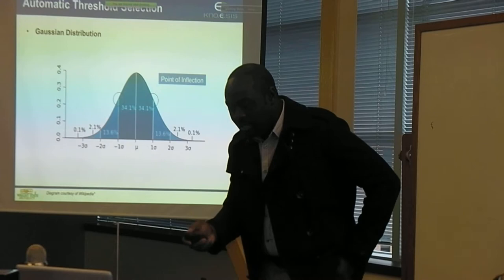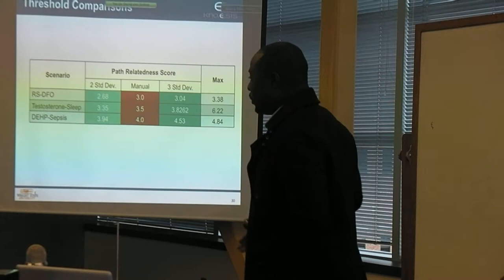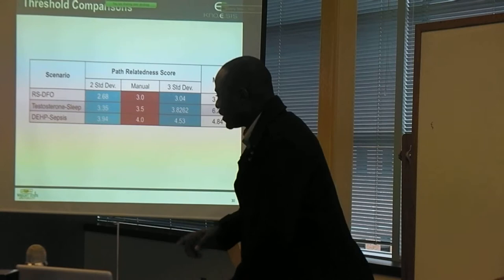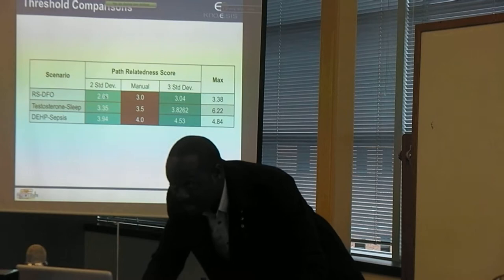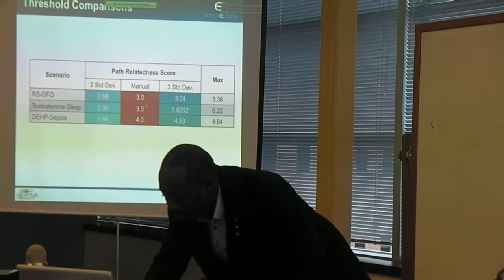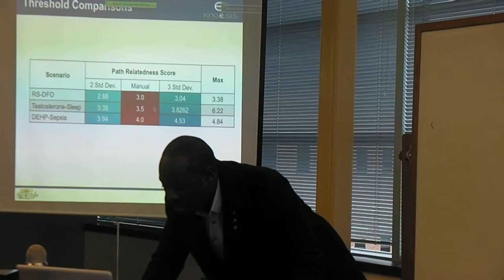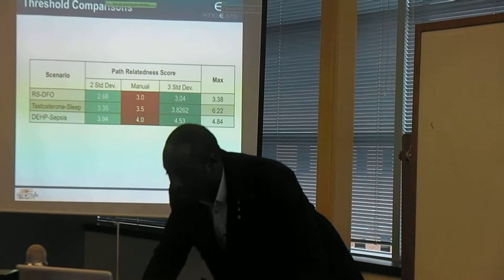This was nice to see, because when I went back and looked at the manual score that I set, and the second and third standard deviation from the mean, what I saw consistently was the manual score of 3.0 was slightly above the second standard deviation for Raynaud fish oil and slightly less than the third. For testosterone sleep, it was slightly above the second and slightly less than the third. For DEHP sepsis, it was slightly above and below. So it seemed to fall in the middle. Again, when I did this, I had no idea about Gaussians or anything like that.